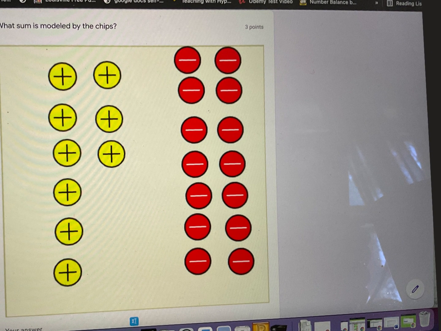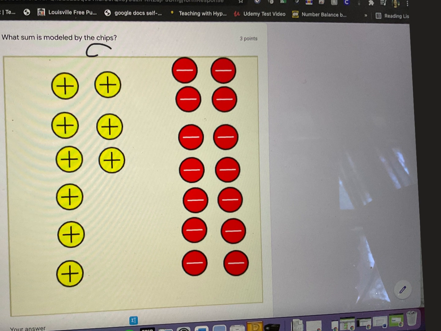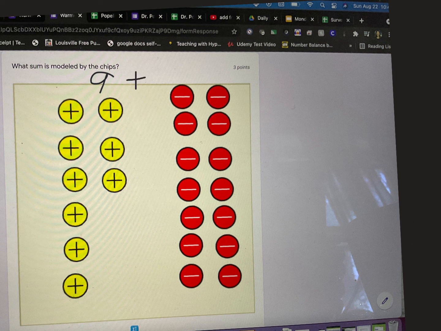So over here on the left, I have 1, 2, 3, 4, 5, 6, 7, 8, 9 positives, right? So this is going to be a positive 9 that is modeled by these chips. And then because I have 2, 4, 6, 8, 10, 12, 14 of the little red chips, I'm combining that with negative 14. So the problem that's being modeled here is positive 9 plus a negative 14.